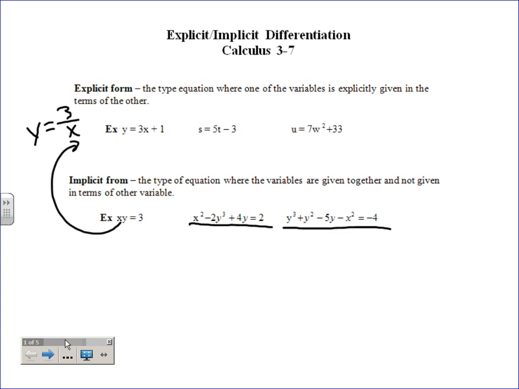We're going to take a look at another way, and basically this is what we're going to do today. How do you take the derivative of those last two I underlined? How do you do that?